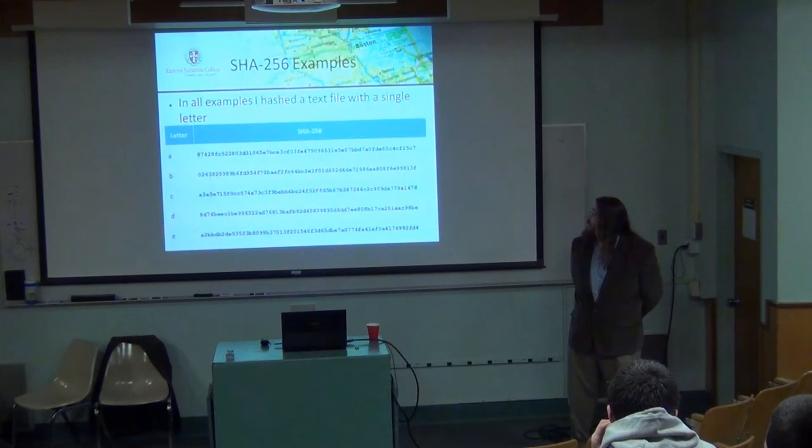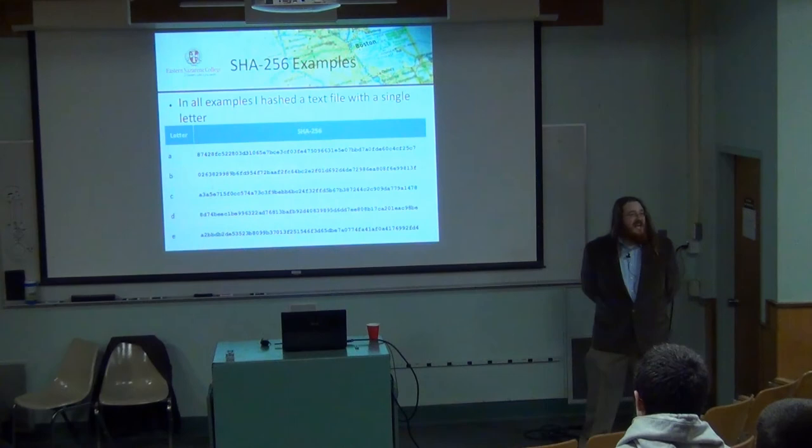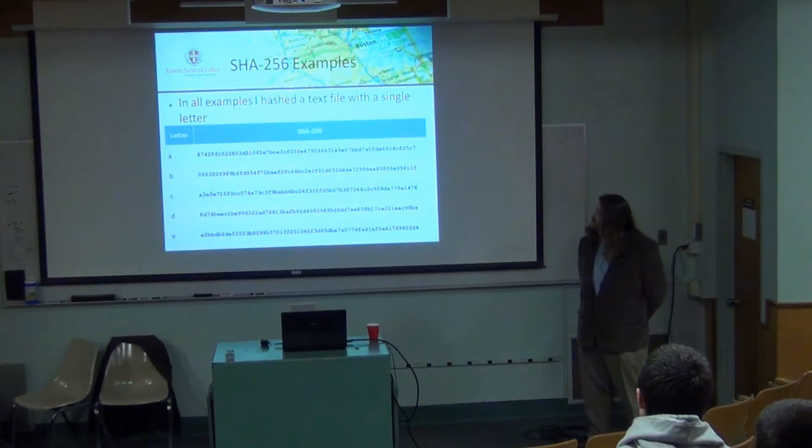So just to give you an example of some of the chaotic nature of the hash algorithm, I hashed together some files. I took a file called a.txt, and it contained exactly one letter. In the first case, it contained the letter A, and there's the output value. Then the letter B, and the output value. C, D, and E. And you can see that they drastically change just between even the first two.